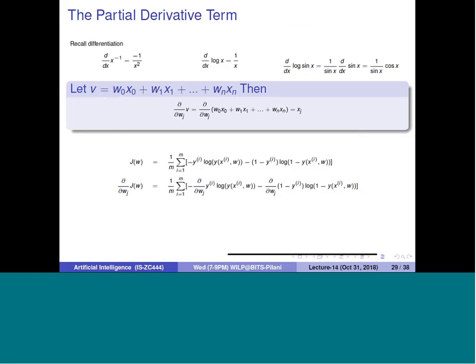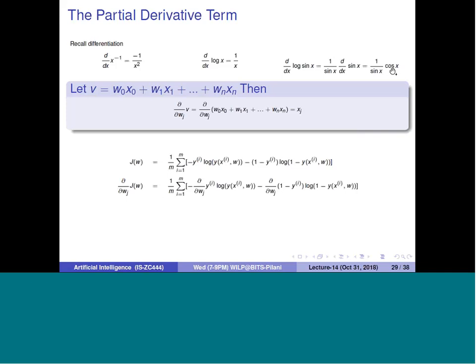I am just saying d by dx of x to the power minus 1 is equal to minus 1 times x to the power minus 2. The differentiation of log x is 1 upon x. The differentiation of a function of a function comes out by taking 1 upon sin x times d by dx of sin x, that is cos x. Similarly, you can find the differentiation. The J function is given this way. If you take the differentiation, it comes out to be this.